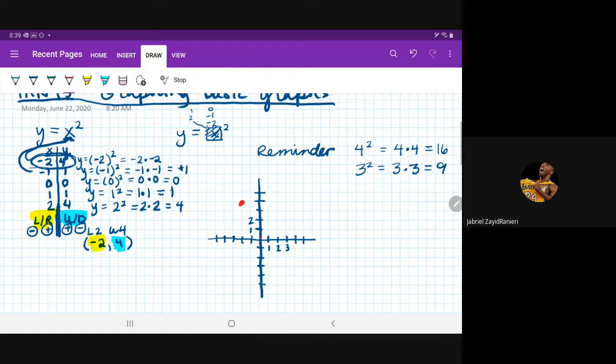Okay, so let's graph the next point. So this is the next point. Okay, so let's write it down here. -1, 1. Okay, so what would the -1, which direction?